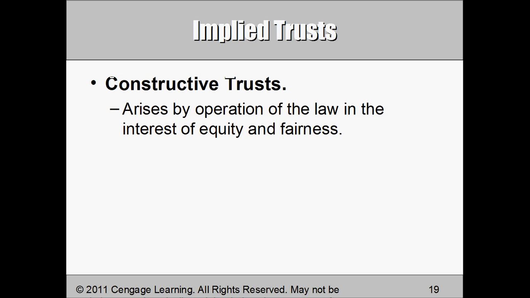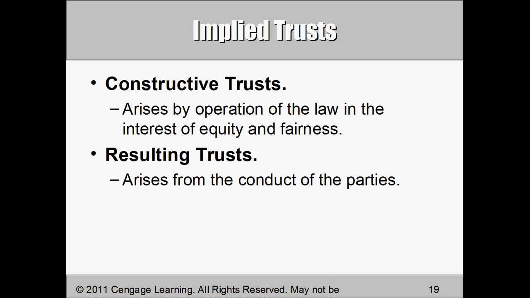And there can be implied trusts or constructive trusts that arise by operation of the law in the interests of equity and fairness. Resulting trusts arise from the conduct of the party, and as was stated before, in some situations dealing with partnerships and things like that, the court can infer in those situations, as well as with a resulting trust, that the conduct of the parties is such that we have a resulting trust.